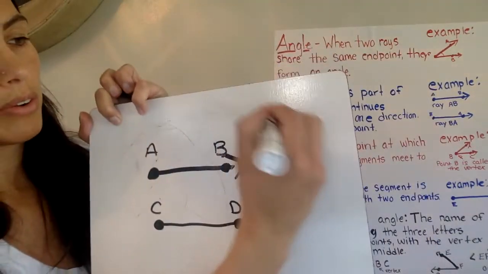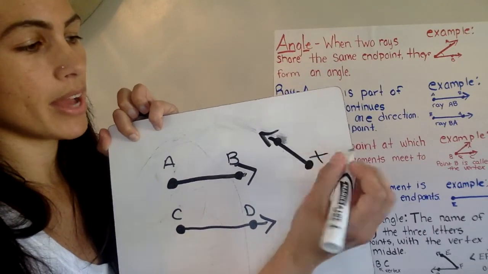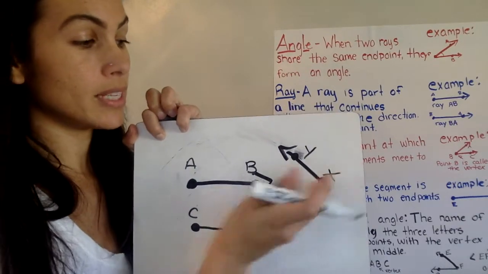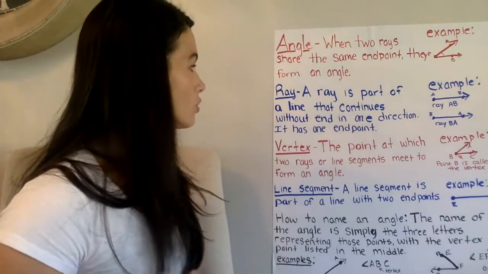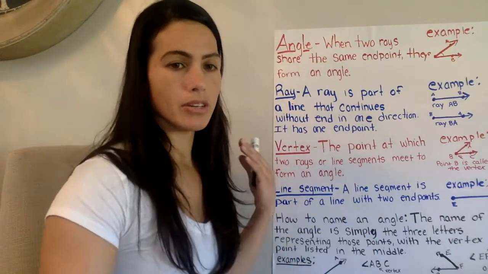So see how the arrow is going up? You have your endpoint here. Let's do X, Y, and then it's continuing on this way. So this is the end of this line. It can't go any further that way, but it goes on that way. So a ray is a line that has one endpoint and continues on forever and ever.